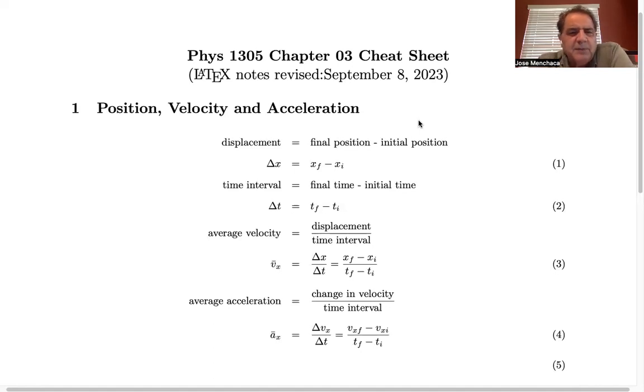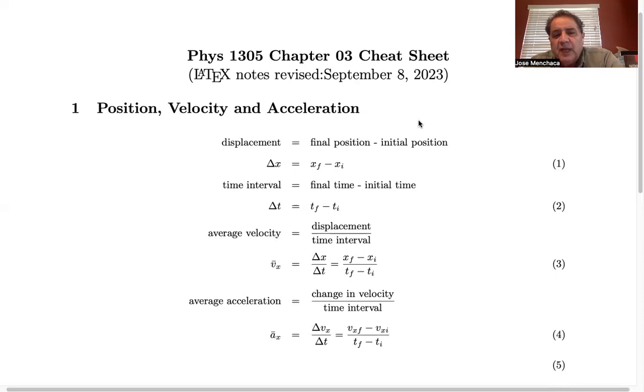The displacement is defined as the final position minus the initial position. And we designate that as delta X. So delta X is equal to X final minus X initial. And the time interval is the final time minus initial time. So we designate that as delta T. So that's equal to T final minus T initial.